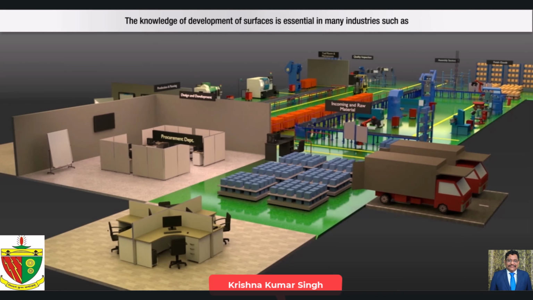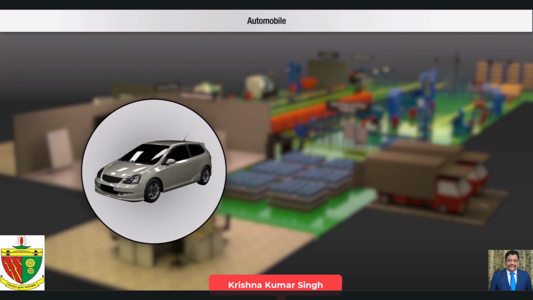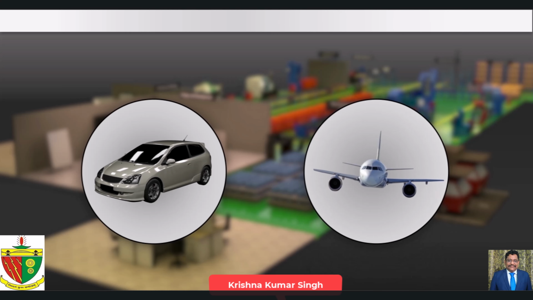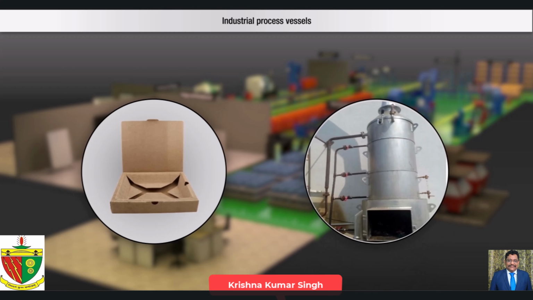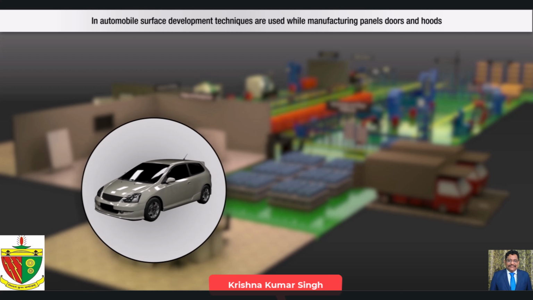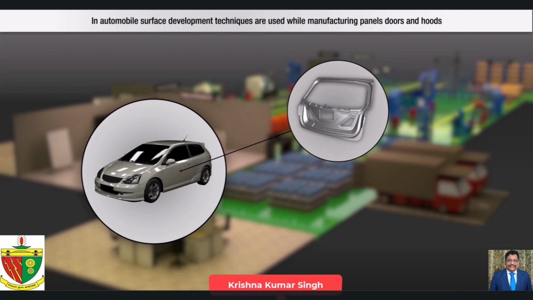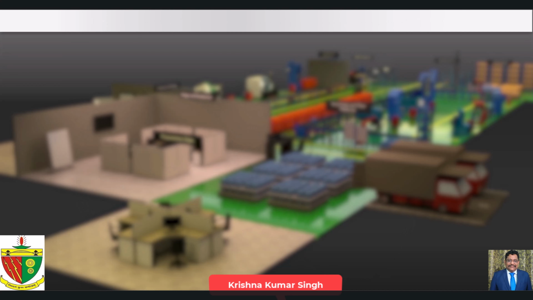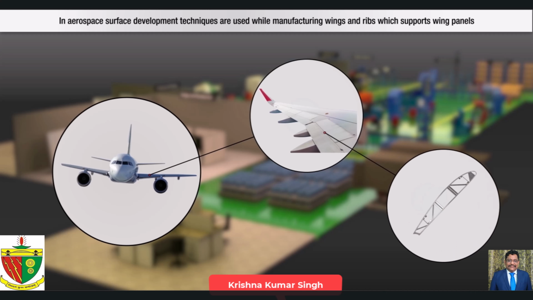The knowledge of development of surfaces is essential in many industries such as automobile, aerospace, packaging design, industrial process vessels. In automobile, surface development techniques are used while manufacturing panel doors and hoods. In aerospace, surface development techniques are used while manufacturing wings and ribs which support wing panels.